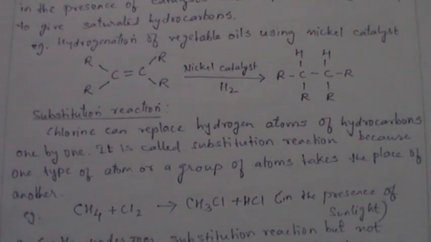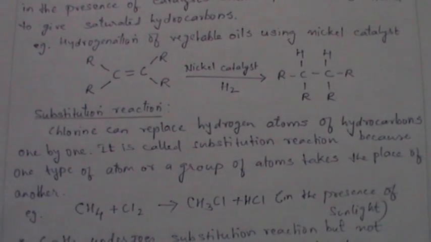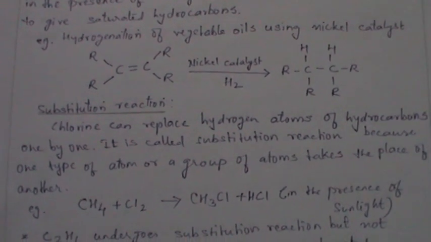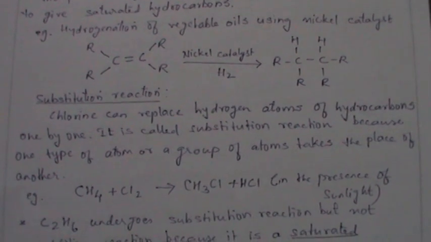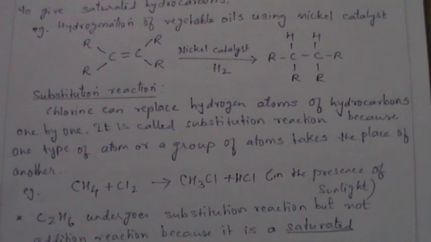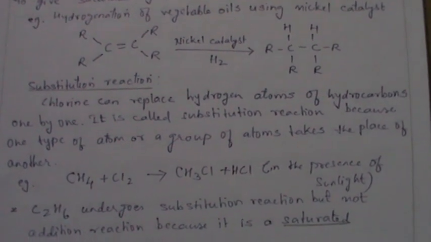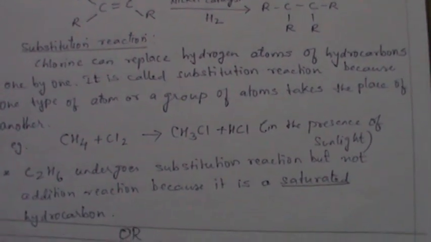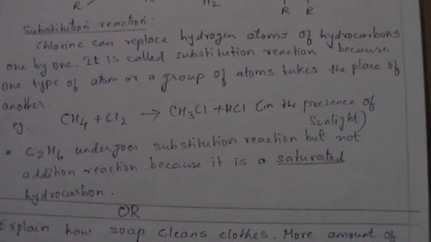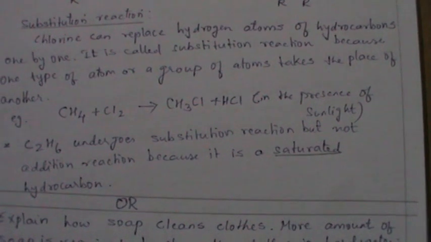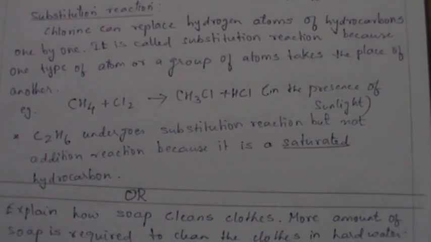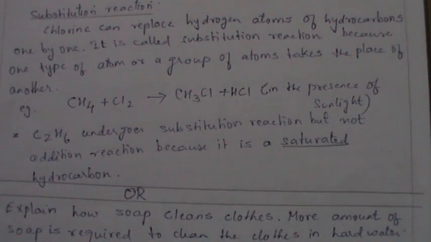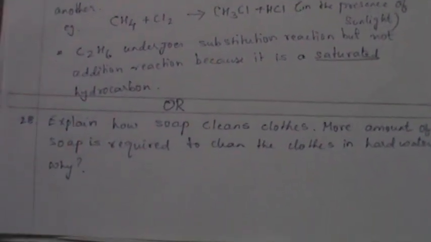Substitution reaction. Chlorine can replace hydrogen atoms of hydrocarbons one by one. It is called substitution reaction because one type of atom or a group of atoms take the place of another. Example: CH4 plus Cl2 gives CH3Cl plus HCl in the presence of sunlight. C2H6 undergoes substitution reaction but not addition reaction because it is a saturated hydrocarbon.